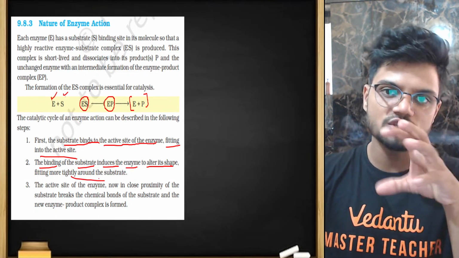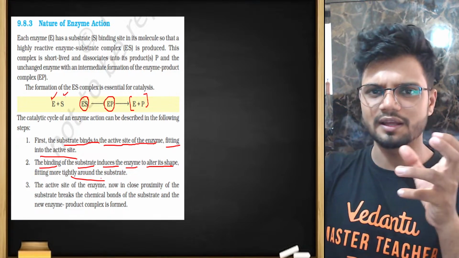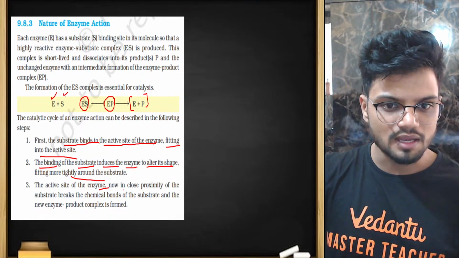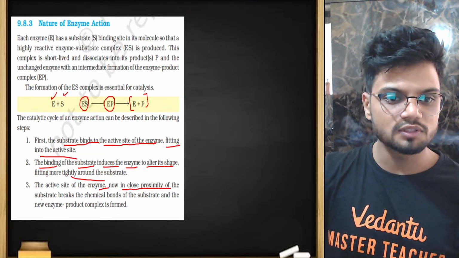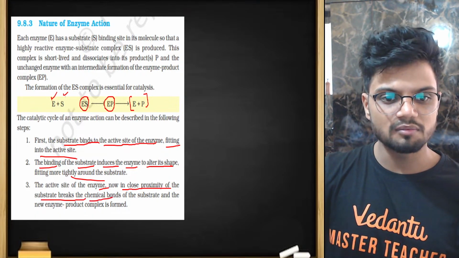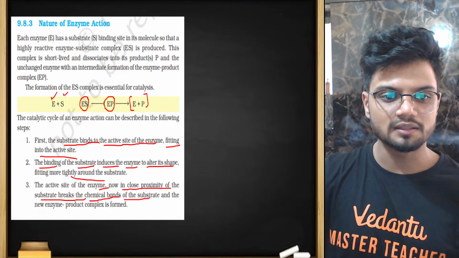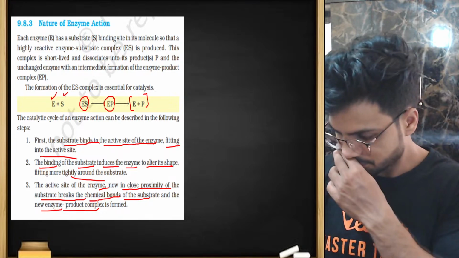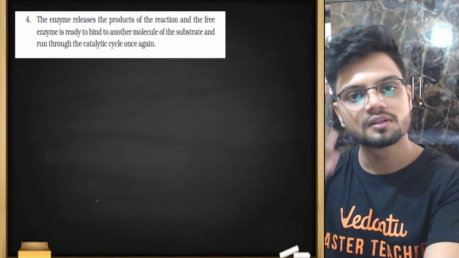So enzyme is changing its shape. It's like, I'll move a little here and there, and I will bind very tightly. The active site of the enzyme now is in close proximity of the substrate, breaks the chemical bond of the substrate, and the new enzyme product is formed. Okay, and finally enzyme product is released outside.